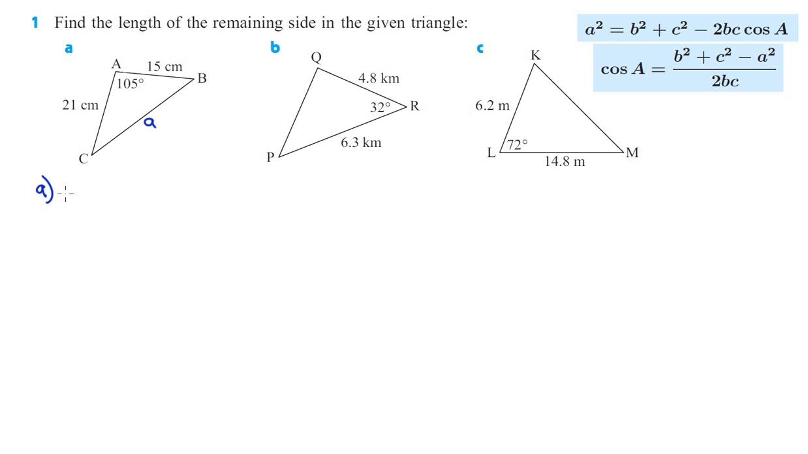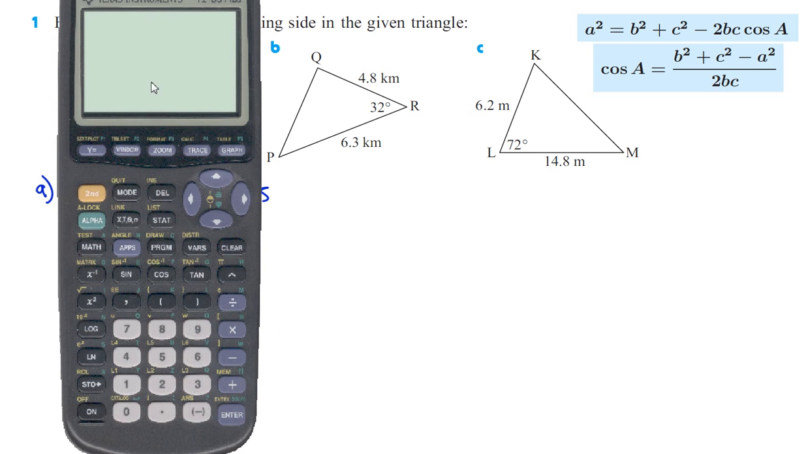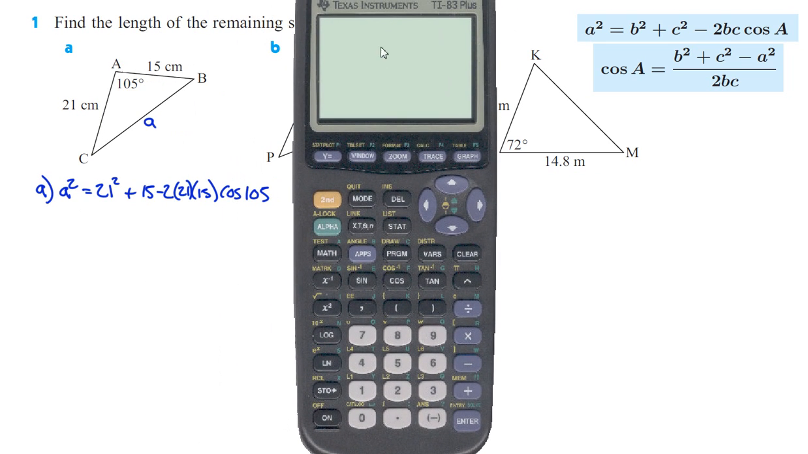So for this one here, we're going to do A squared, which is this side across from the angle that they give you, equals B squared, which is 21, plus C squared, which is 15, minus 2 times B, which is 21, times C, which is 15, all times the cosine of the angle in between those two sides, which is 105. Okay, and then all we're going to do really is just enter this into the calculator, and away we go.